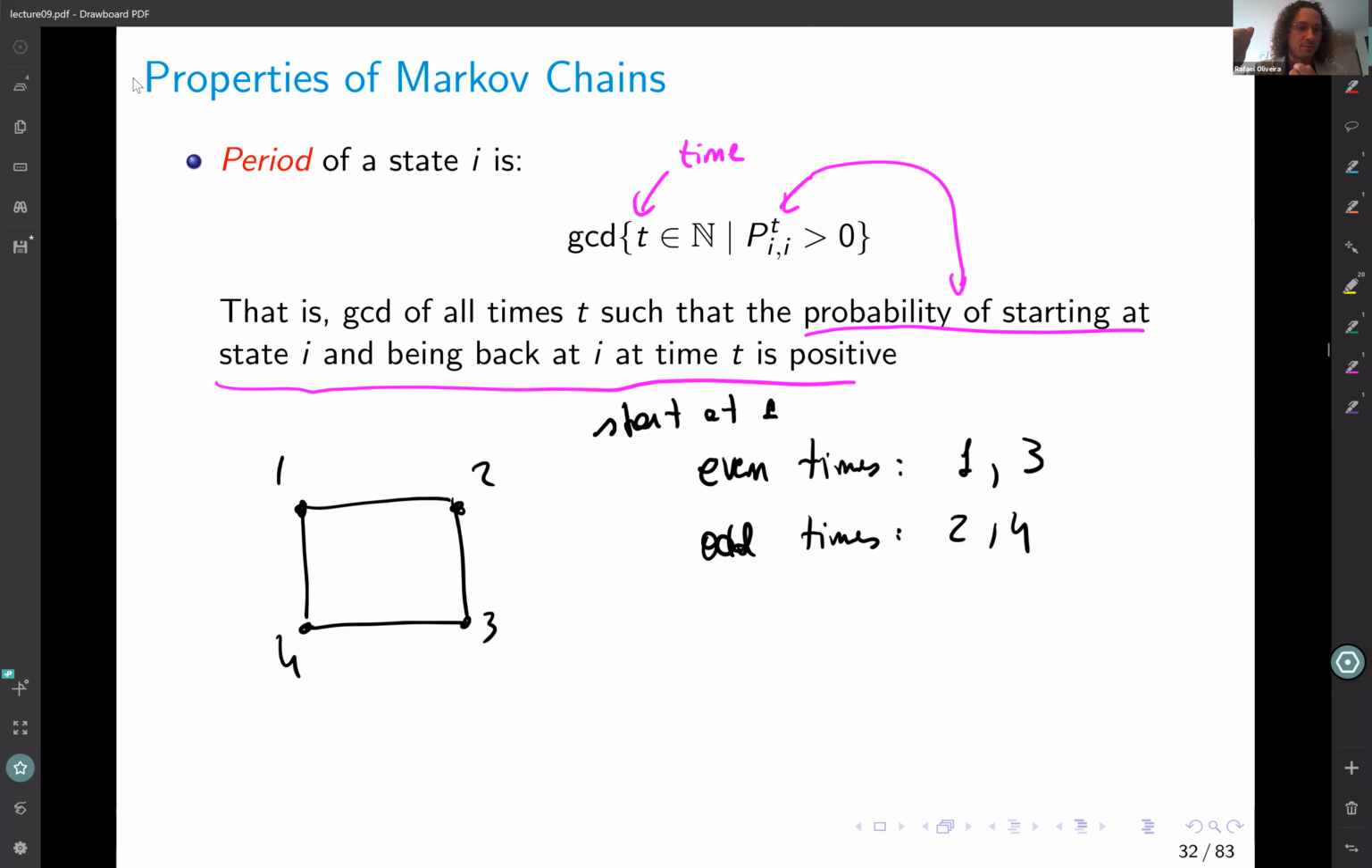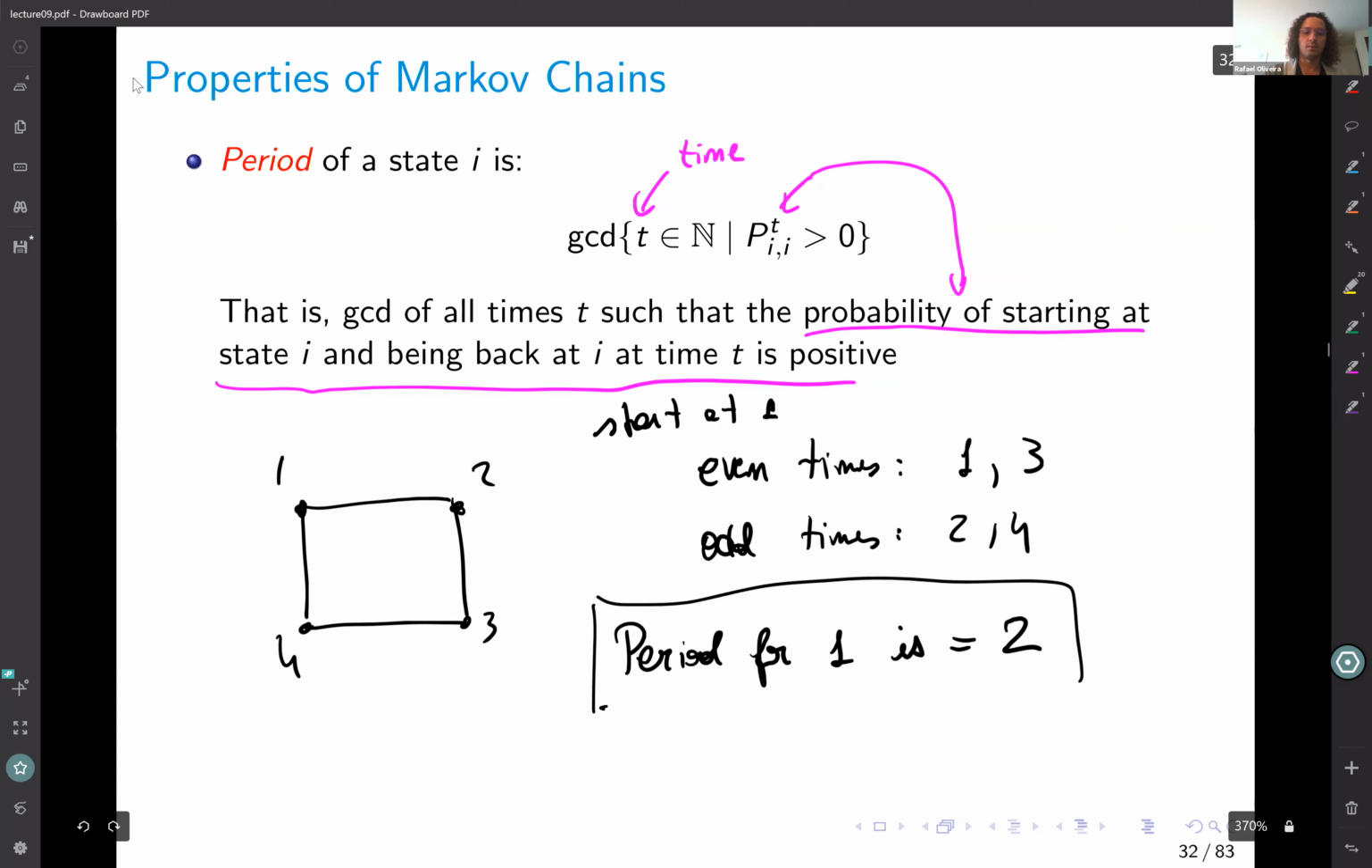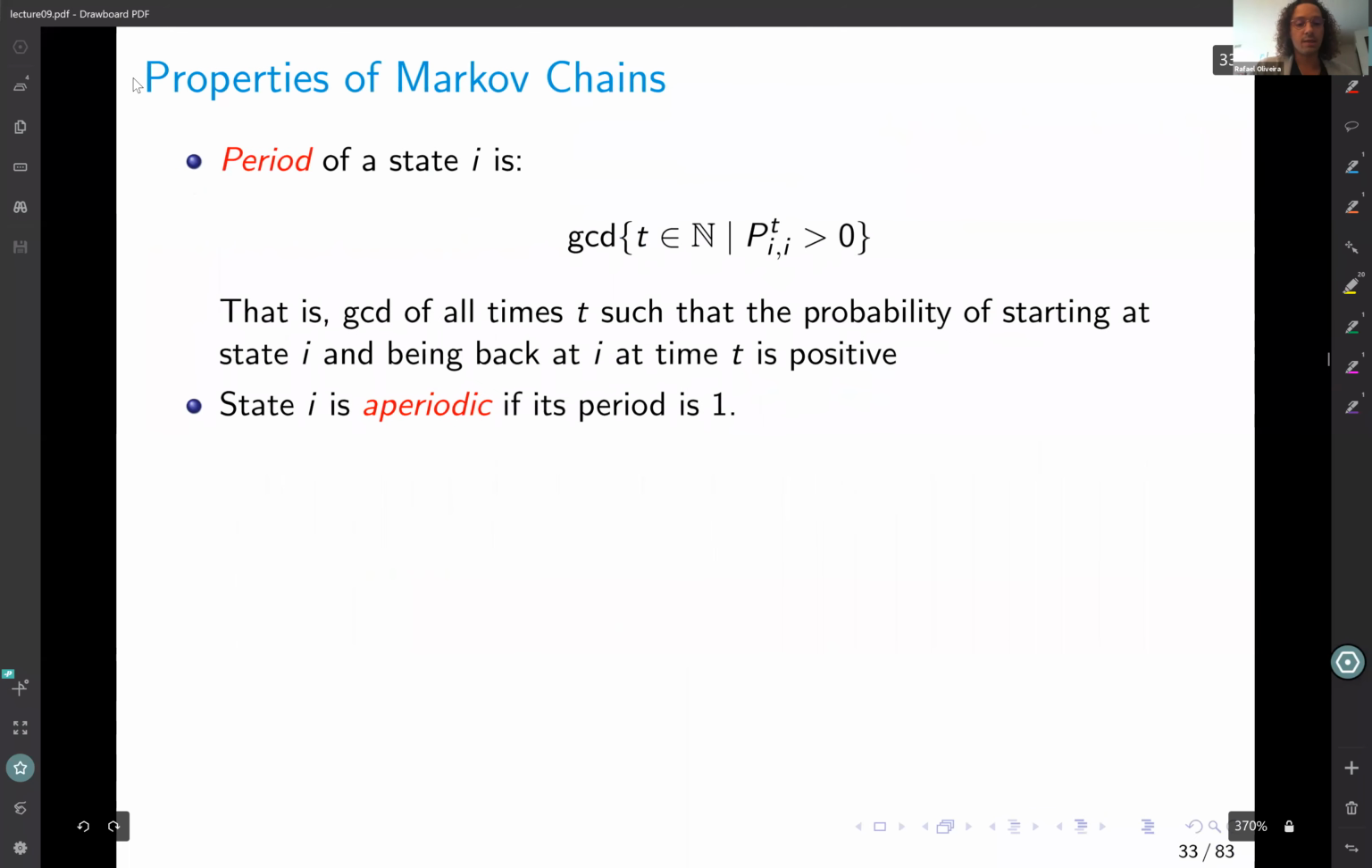Does that make sense? So the period for 1 is exactly 2, because I'll only be back at 1 after an even number of steps. I have to take an even number of steps. Does that make sense? So this is an example where you could have a period equal to 2.